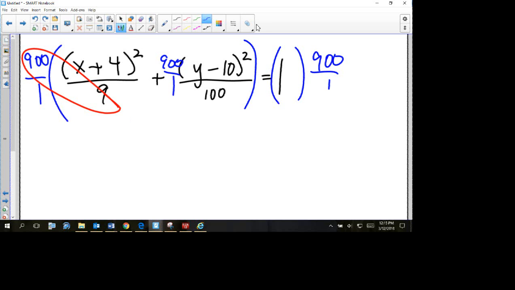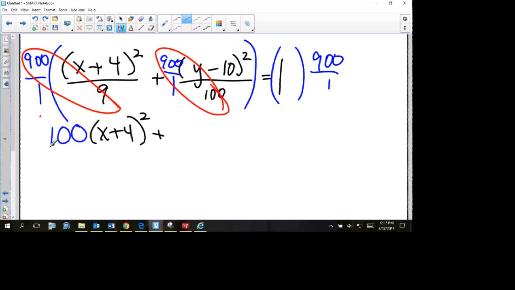So I would have 100 multiplied by x plus 4 squared plus what happens over here? What's 900 over 100 turn into? 9, multiplied by y minus 10 squared. What happens on this side? It becomes 900. So when I multiplied everything by 900, I don't have any more fractions.